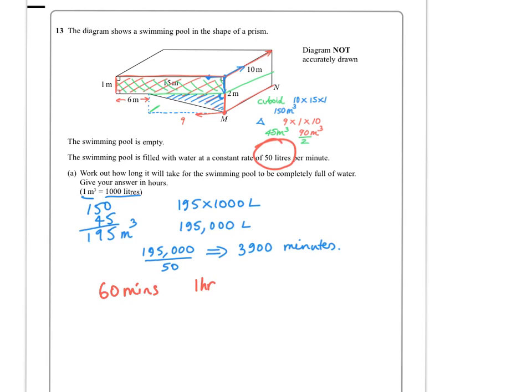And then if you think to yourself here, how many 60 minutes go into 3,900? Well, you can work that out by doing 3,900 divided by 60, which would tell you how many hours. So we'll divide that by 60 and we'd get 65 hours. So there's quite a lot of room for error here.